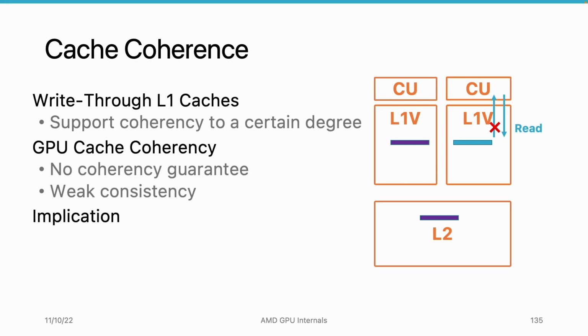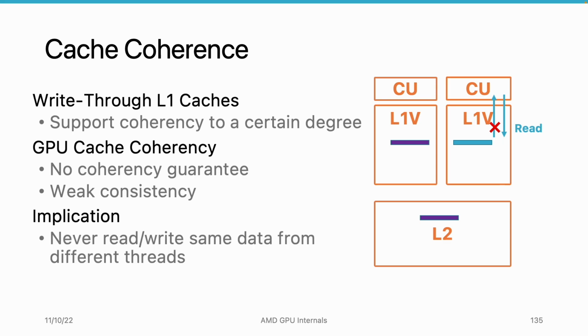And finally, the implication is that we should never read and write the same piece of data from different threads. What we can do is read one piece of data and write the same piece of data from the same thread directly to the L2 cache. That's okay. Or we can let each compute unit write their own piece of data. We should never write one piece of data from one compute unit and read that piece of data from another compute unit, and hope we can get the most recent data. We're not likely to get the most recent data.